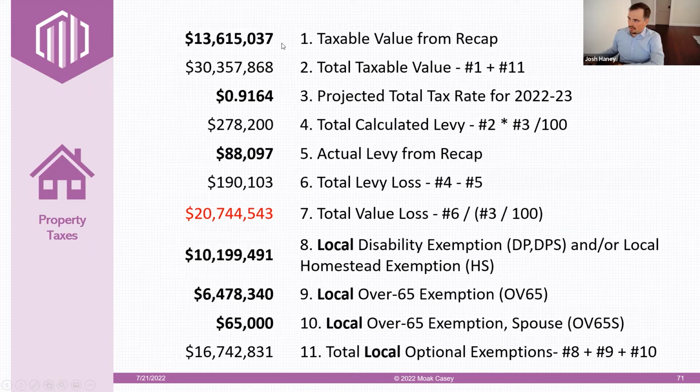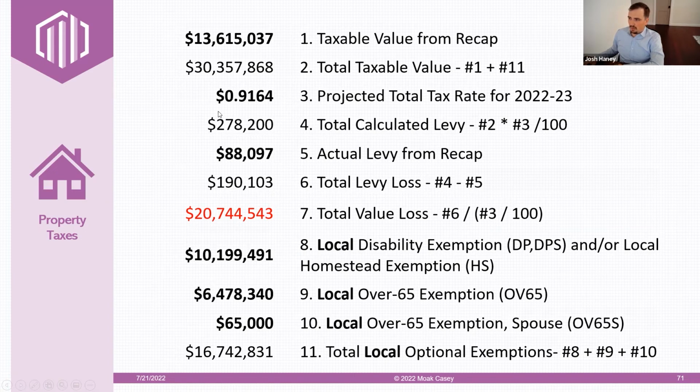So you start with this taxable value number that you pull straight off the certified total report. Then you can see line 2 here is just the sum of line 1 and line 11, which is all of those local values that we pulled earlier. Okay, so adding those two together gets you this 30.3 million. Then we use your total tax rate to calculate a levy.